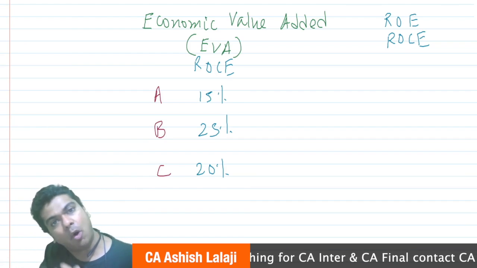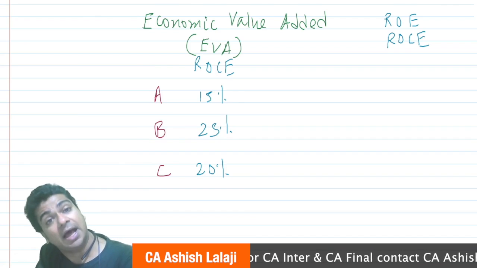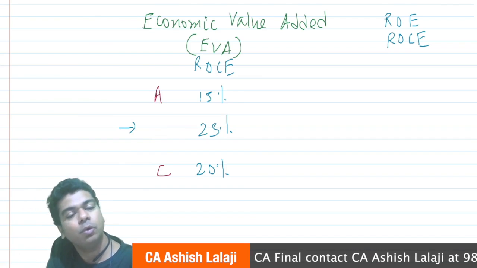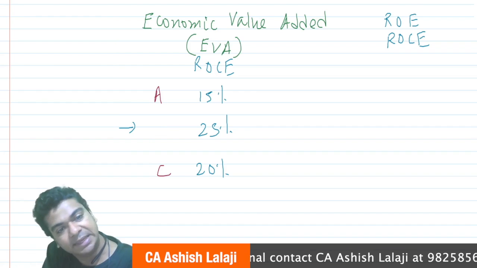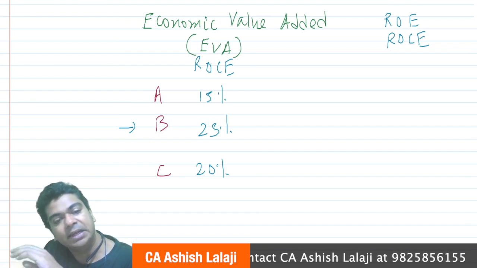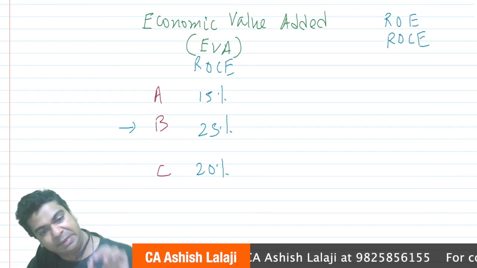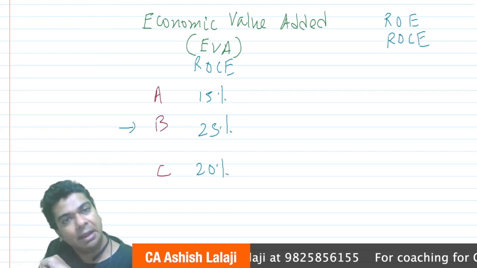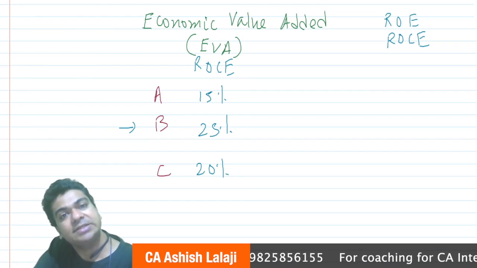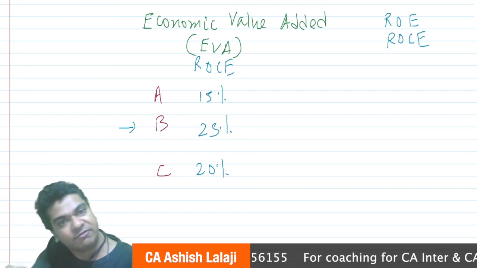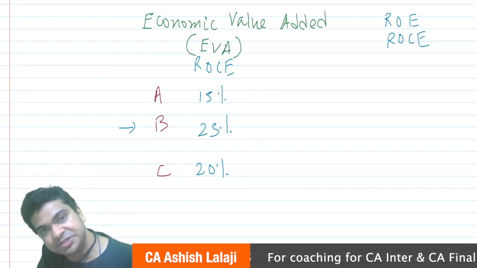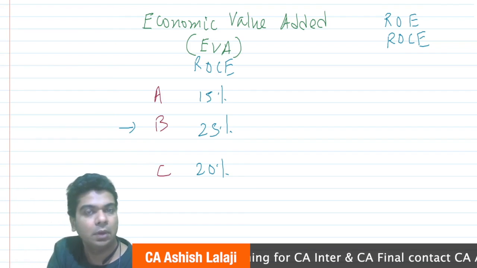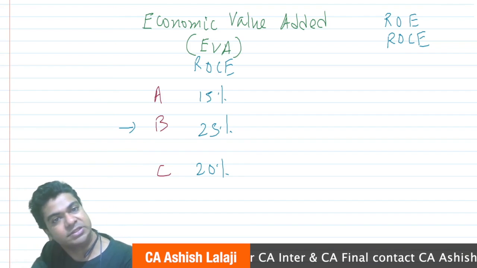If A, B, and C all belong to the same sector, and if the ROCE of B is 25%, then perhaps the company that you want to invest in is company B Limited, isn't it? So you like to put your money in B Limited. Why B Limited? Because B Limited has the highest ROCE. So I am judging the companies on the basis of ROCE, and I realize that company B has the highest ROCE of 25%. That is the reason, as an investor, I decide to put my money in the shares of B Limited. This is what the majority of investors do.